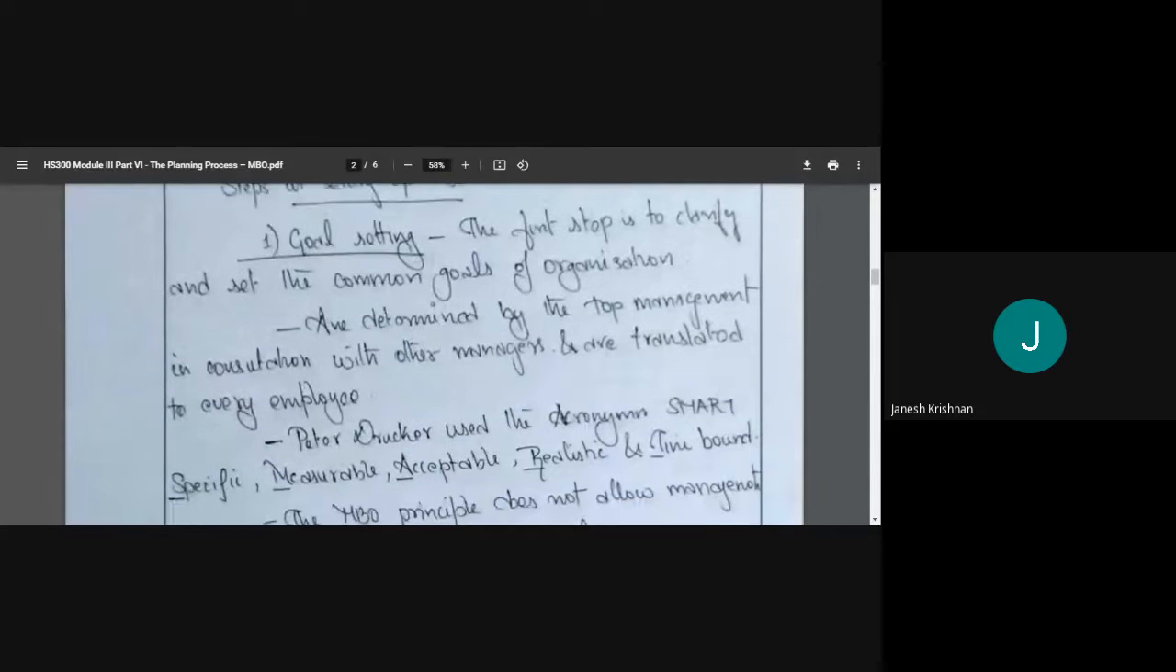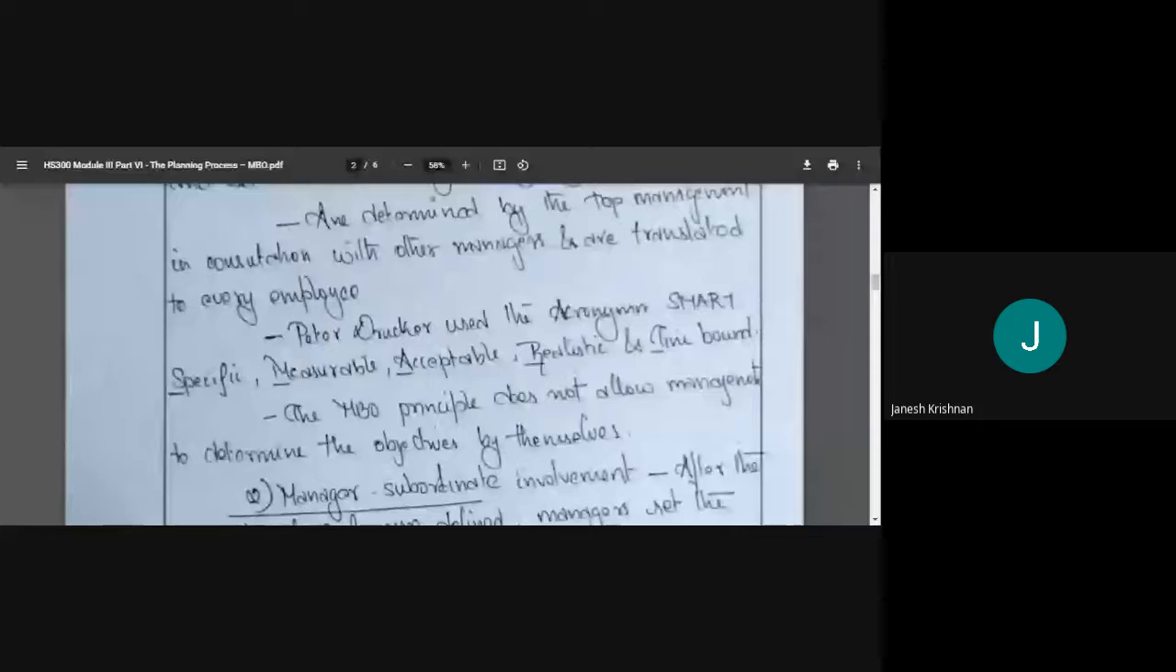So Peter Drucker says the goal should be SMART. It's an acronym, a short form. SMART stands for specific, measurable, acceptable, realistic, and time bound. The MBO principle does not allow management to determine the objectives by themselves. Okay, there should be a discussion. They should take input from everyone.